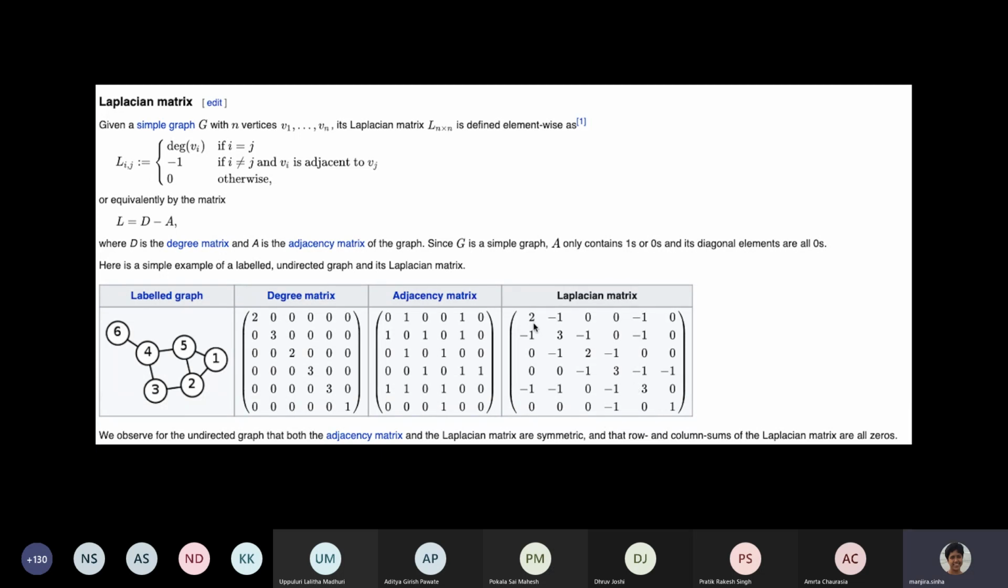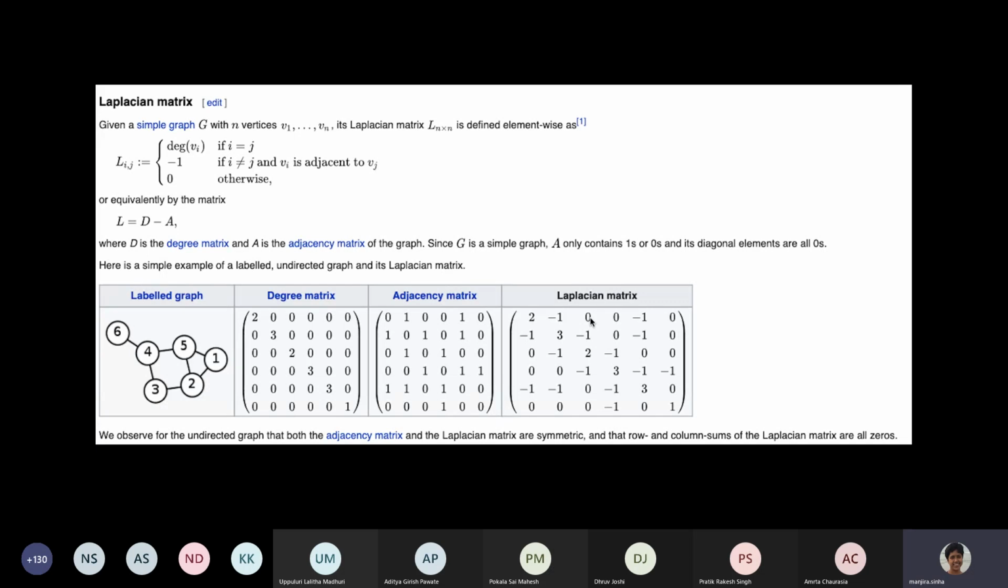So this entry, the first diagonal, is, what did we say? That if i equals j, the Laplacian entry will be the degree of the vertex i. So the degree of vertex 1 is 2. And if 1 and 2 are connected, the entry will be minus 1. So this is minus 1. And 1 and 3 are not connected, so the entry will be 0. So this is 0.